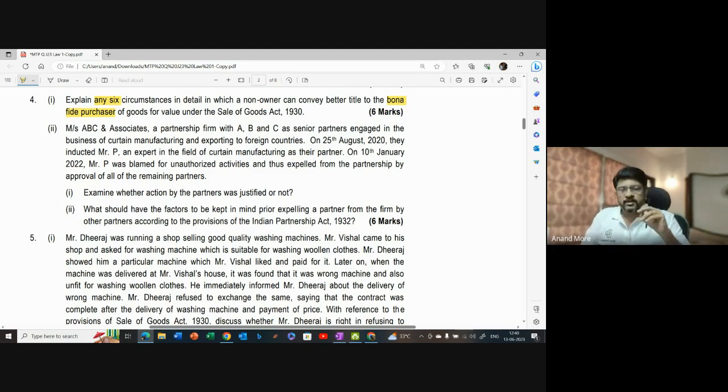First part, mention that under the Sale of Goods Act, the basic rule is no seller can transfer better title to the buyer than he himself has. That is, the seller can transfer only that title which he himself is having. If the title of the seller is defective, then by default the title of the buyer is going to be defective. However, this rule has got following exceptions. So this is the introductory para, and then you are going to write the 6 different situations.